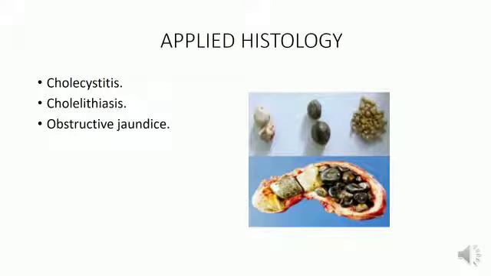Coming to the applied histology, the inflammation of the gallbladder is called cholecystitis and the stone formation in the gallbladder is called cholelithiasis. A gallstone passing through the bile duct can cause severe pain. This pain is called biliary colic. In such cases, the surgical removal of the gallbladder is done and the procedure is known as cholecystectomy.